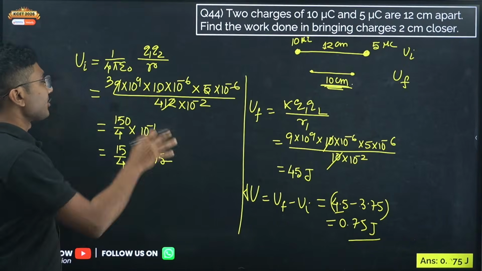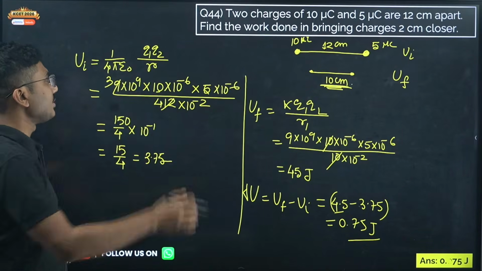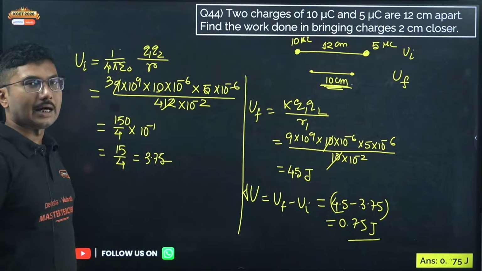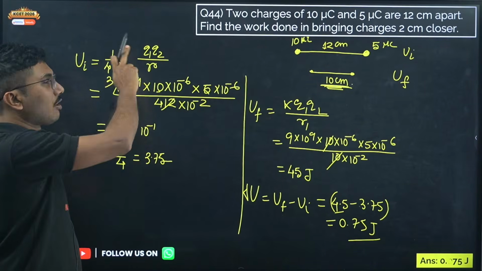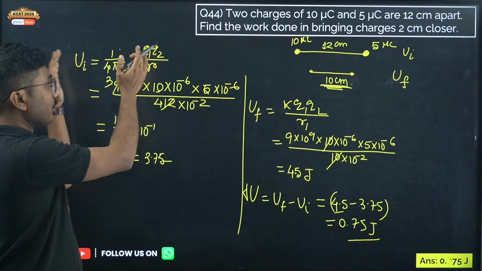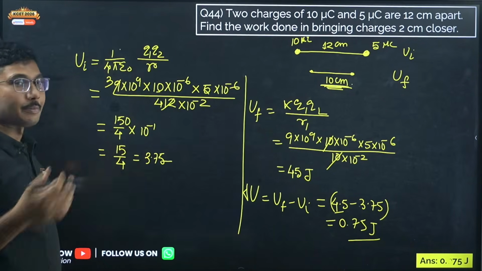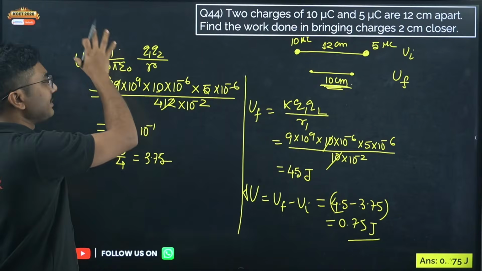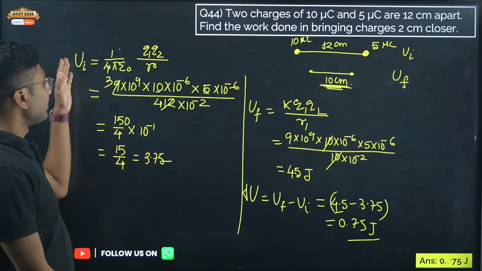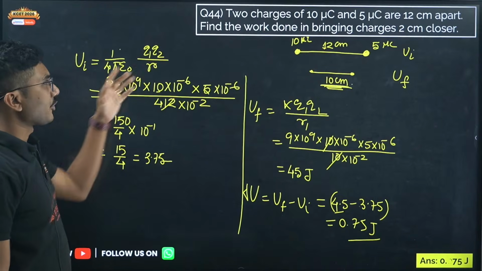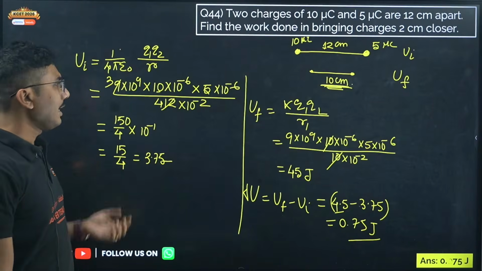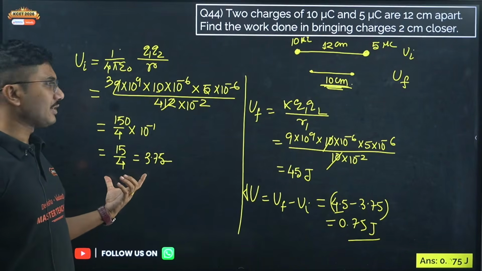How to calculate the potential energy? To calculate potential energy, we need 1 by 4 pi epsilon naught Q1 Q2 by R. This is the potential energy formula. Two charges separated by a distance R, potential energy is 1 by 4 pi epsilon naught Q1 Q2 by R. So this is the initial potential energy. The only difference is the distance will be 12. So you calculate the potential energy.